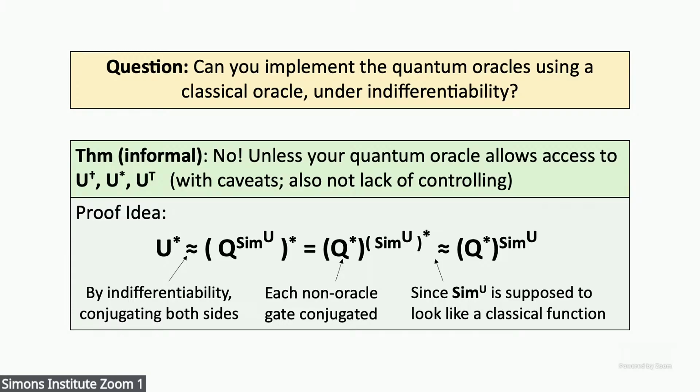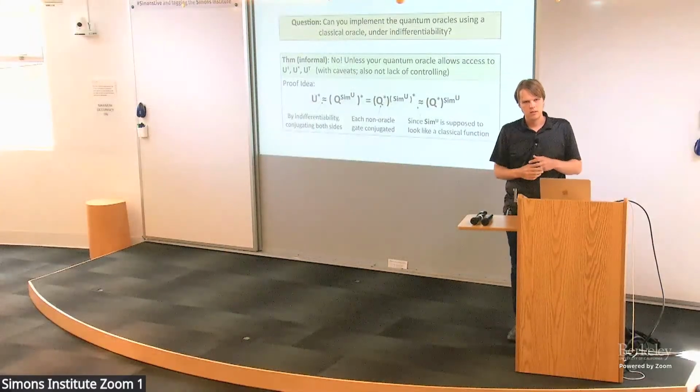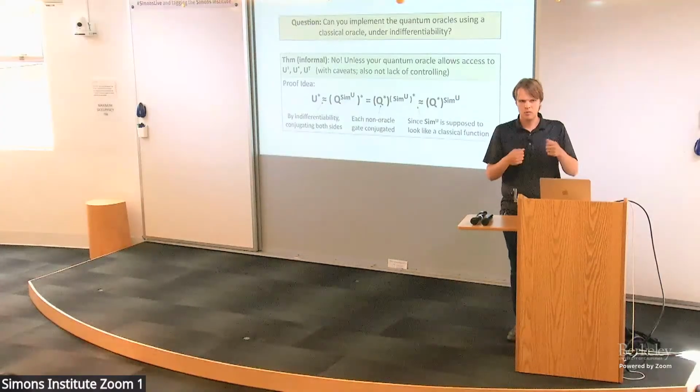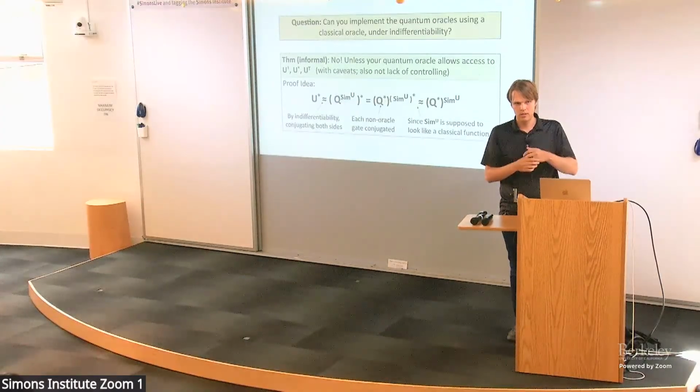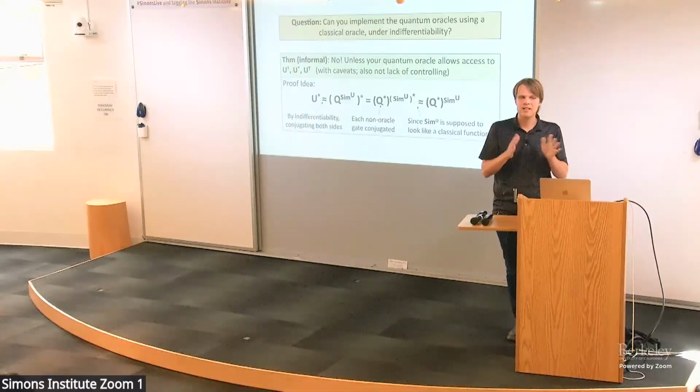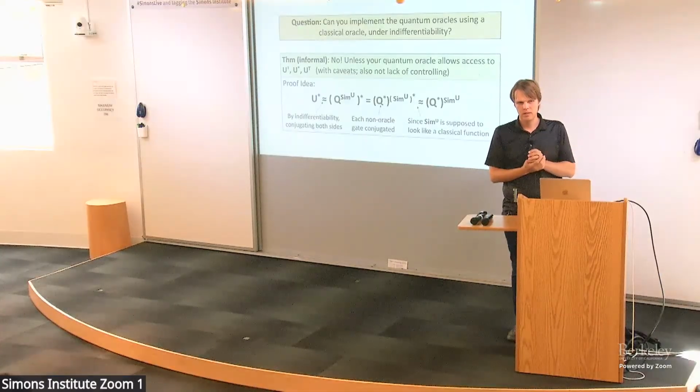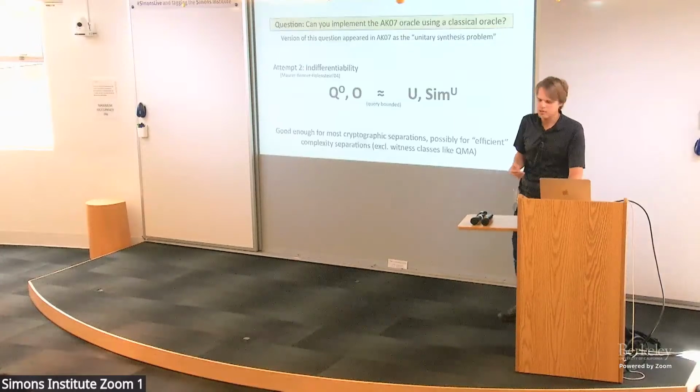Because I'm building a quantum oracle from a classical oracle. So is Sim classical? Sim is not classical. Sim is quantum. It's making quantum queries to you. That makes queries to you. Yeah, but it's trying to look like a classical oracle, right? That's the guarantee of indifferentiability, right?